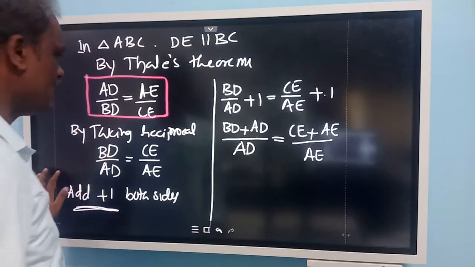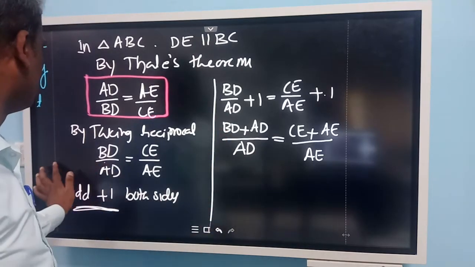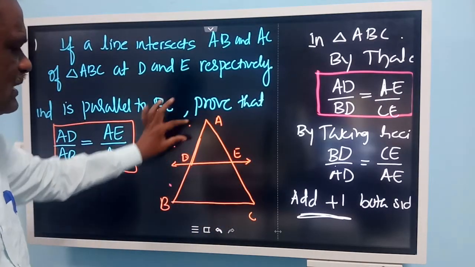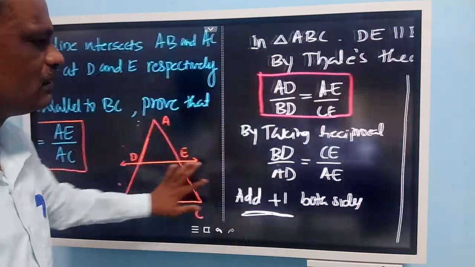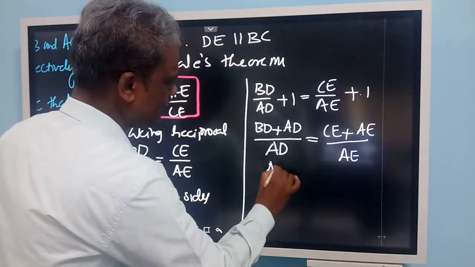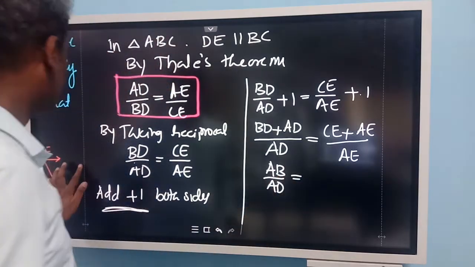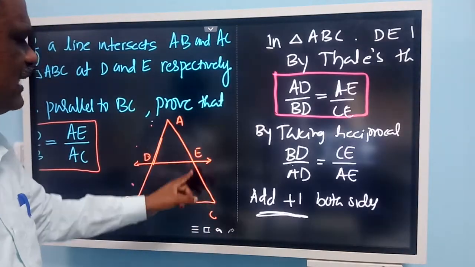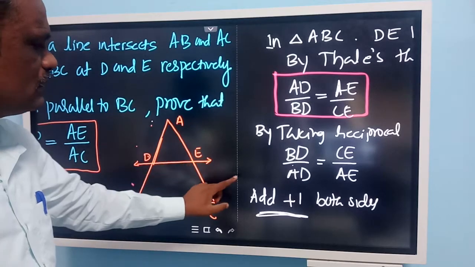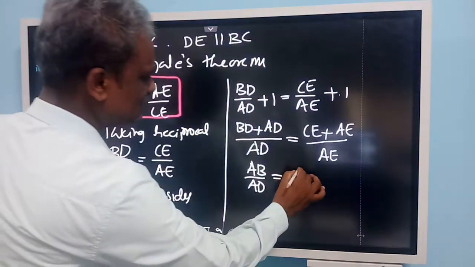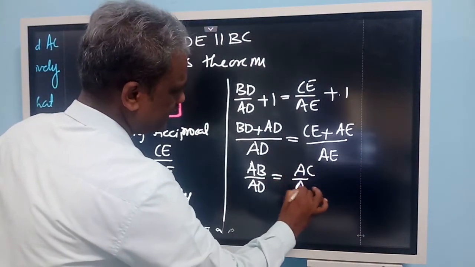Look at the diagram and tell me what is BD plus AD. So look at this diagram. BD plus AD, you can write AB. AB by AD is equal to, look at the diagram and tell me CE plus AE, the sum of these two. AC. We can write here AC by AE.